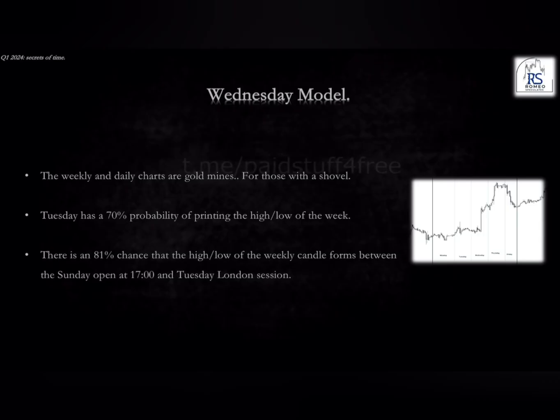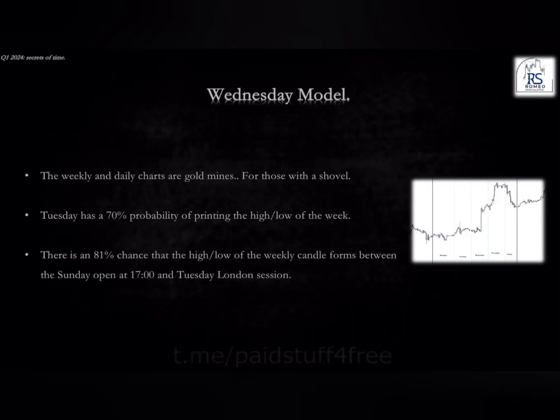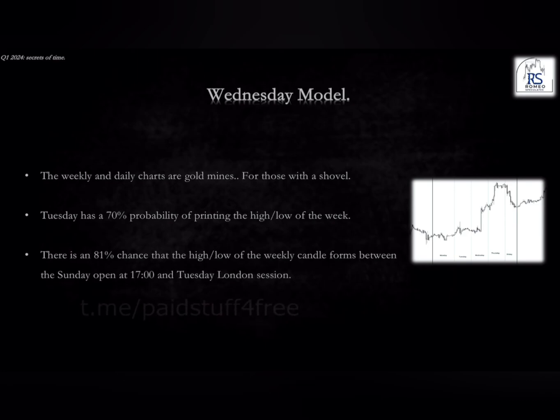The model is the Wednesday model, and it depends on the daily and weekly candles. The weekly and daily charts are gold mines for those with a shovel, and a good one. The better quality your shovel is, the more money you will make with these two charts.